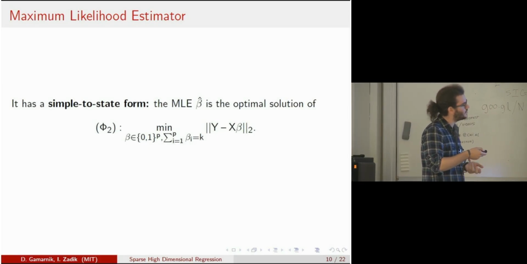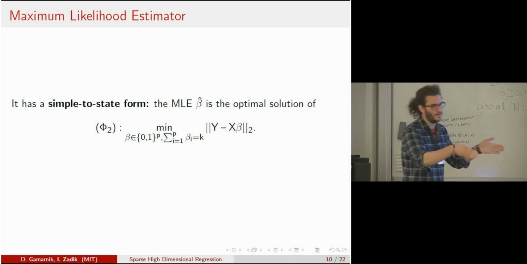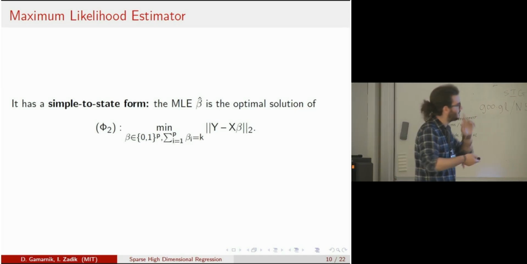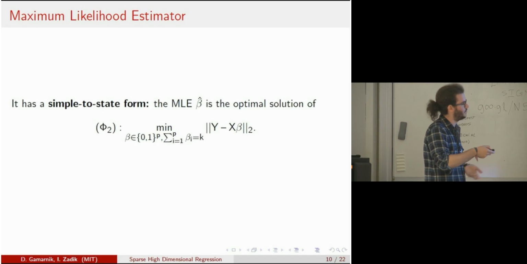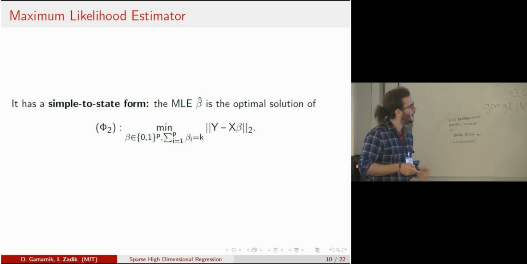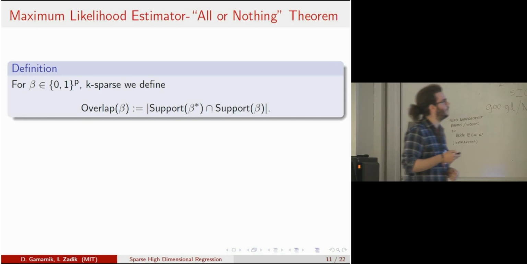So it tells you to choose beta hat, the binary k-sparse beta, that makes x beta as close to y as possible in the L2 norm. And the question is, how well does this behave? Of course, it's not necessarily computationally efficient because it's an integer program, nevertheless, how does this behave? And we have proven an all-or-nothing theorem for it.